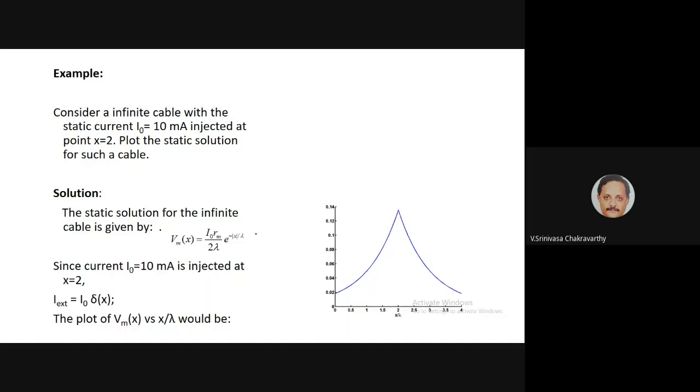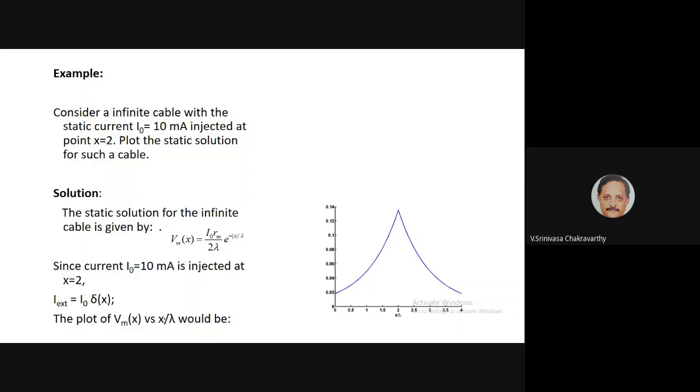So a simple example, just to give an idea. Let us say I'm injecting a current of 10 milliamps at a point x equal to 2. Then the equation is given by this. So I'm defining the length around that point of injection 2.